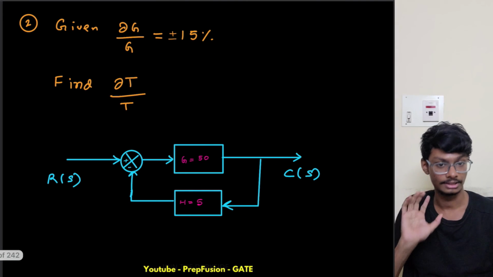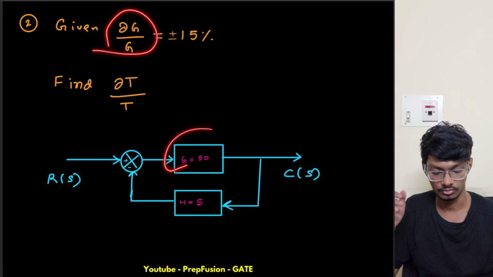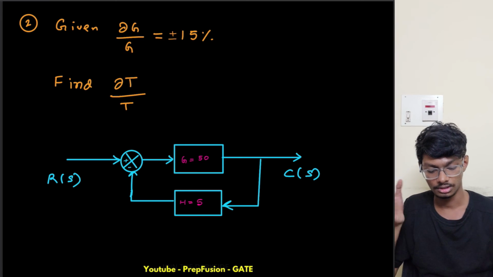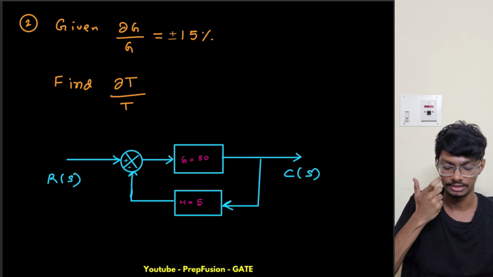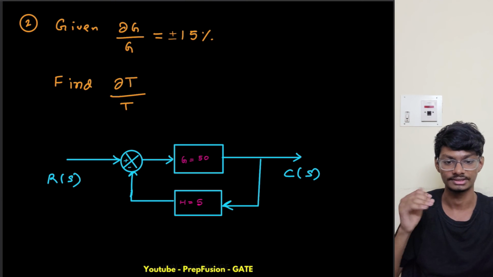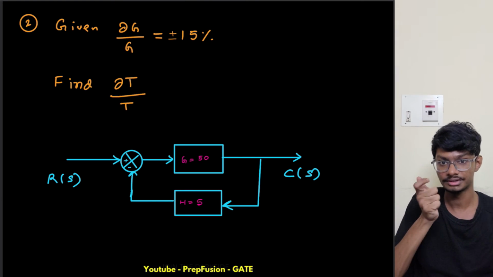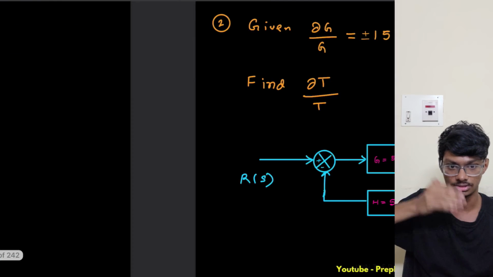So now here's the difference. We have been given the change in the forward path gain, 15%. Now we have to find the change in the closed loop output, the transformation, for this forward path gain. This will be interesting, because what you will see is this change will be reduced.